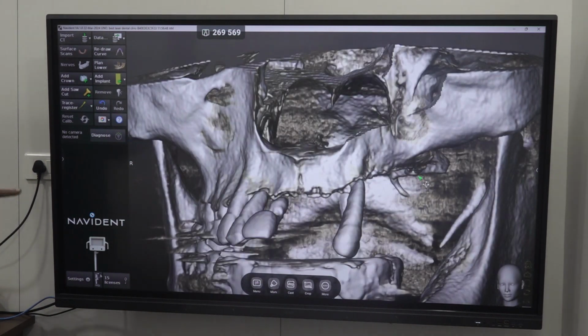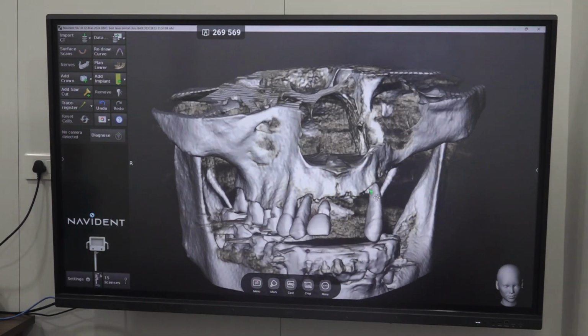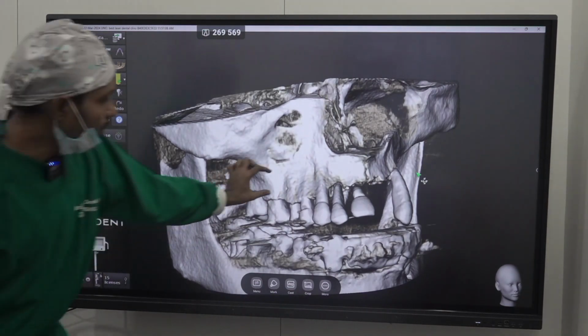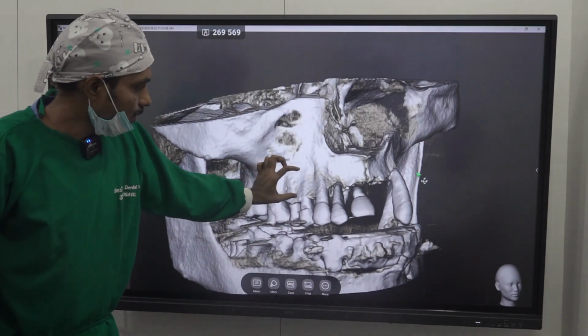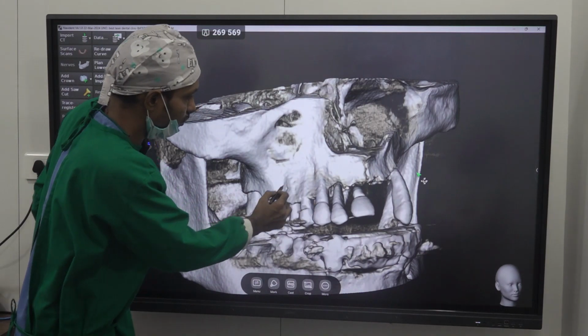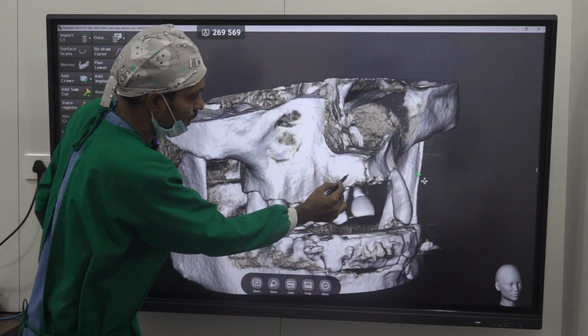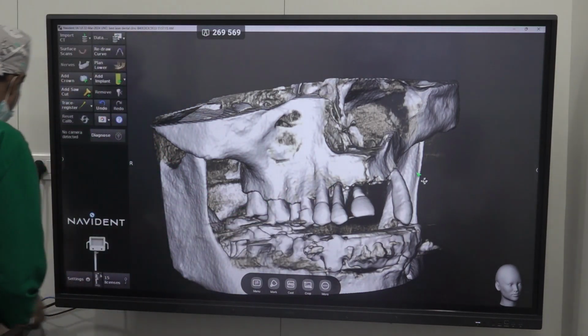So the lower patient, we are going to do the upper jaw. The lower full mouth. Yes. If you see here, there is good alveolar bone. This bone is called alveolar bone, till the root apex. Above that it is the basal bone.